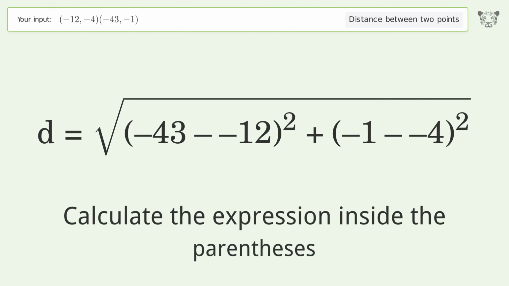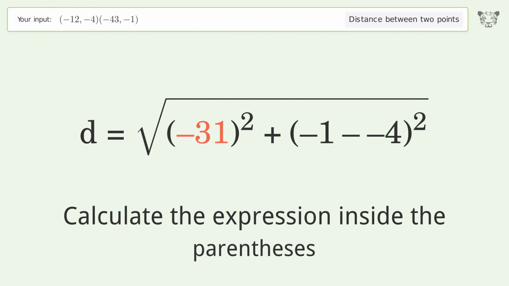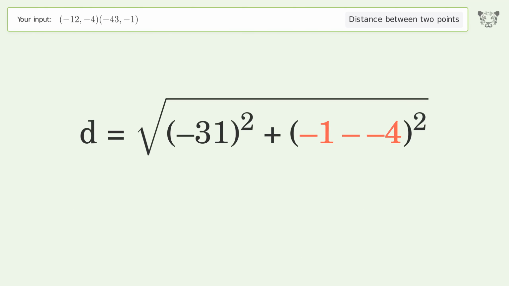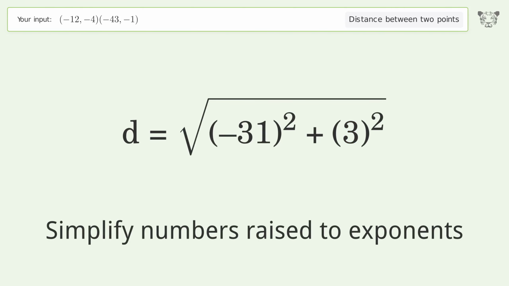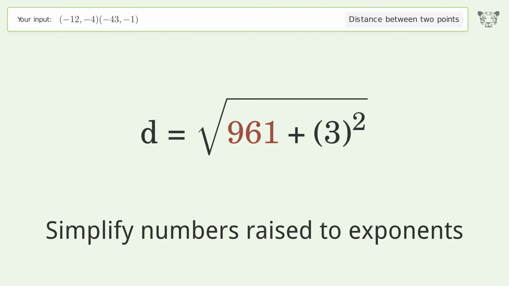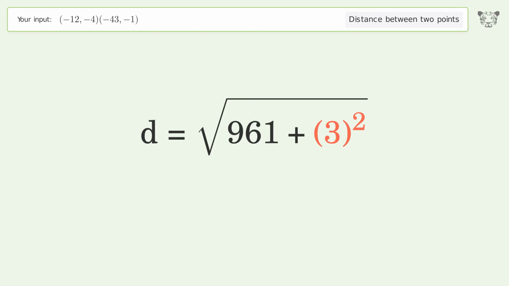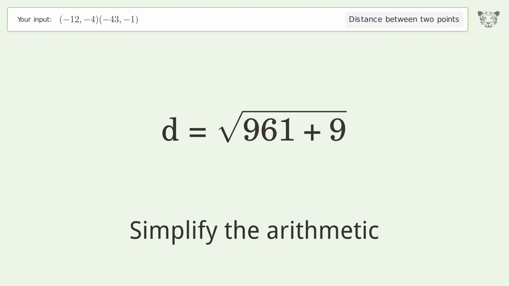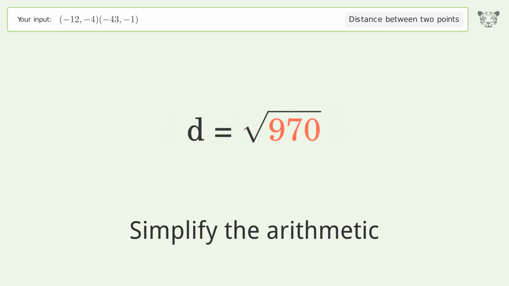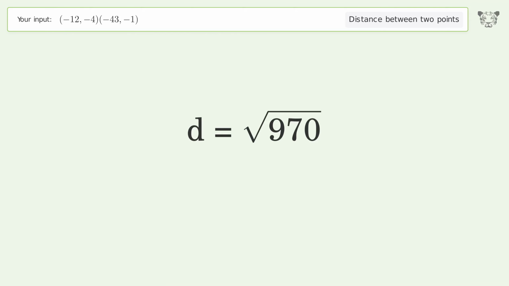Calculate the expression inside the parentheses. Simplify numbers raised to exponents. Simplify the arithmetic. And so the distance between the 2 points is the square root of 970, or 31.145.